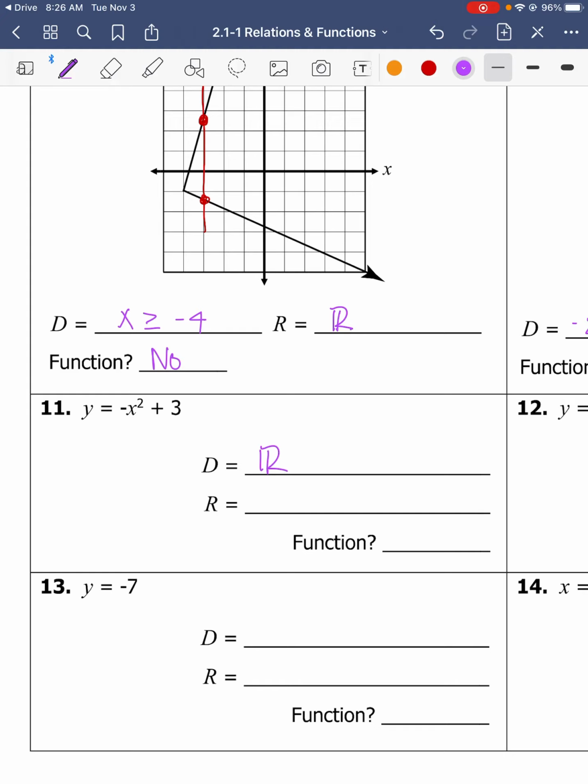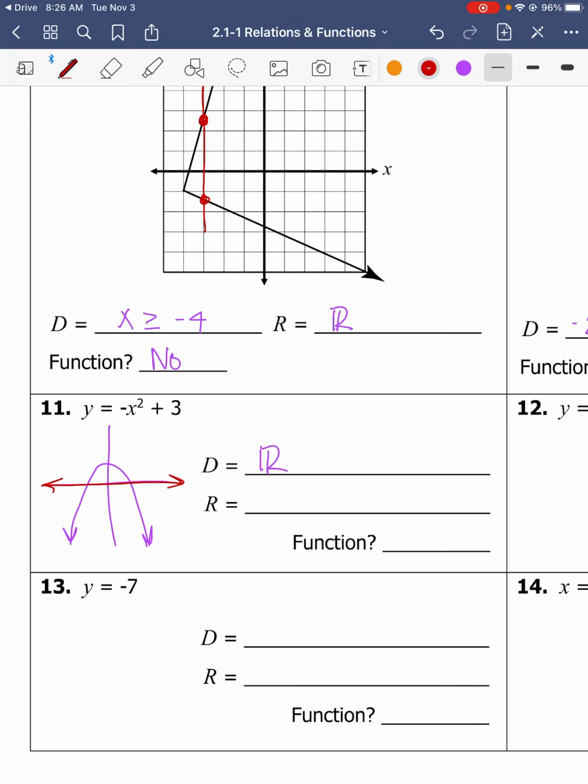And our range, let's see, we might have to start using our graphing calculator to see what this looks like. So if I put this in the calculator, -x squared plus 3, and graph it, it looks like this. Okay, so we can see that our domain covers everything on this x-axis going both ways.